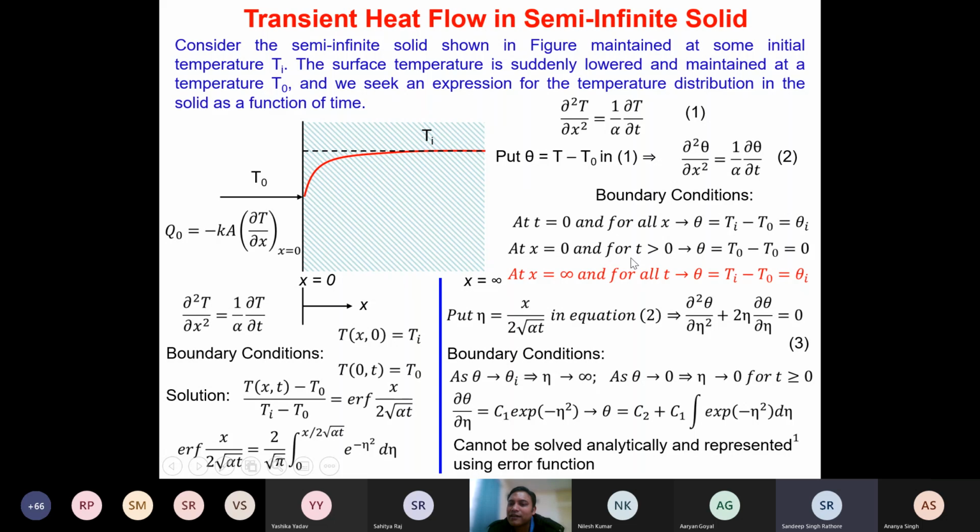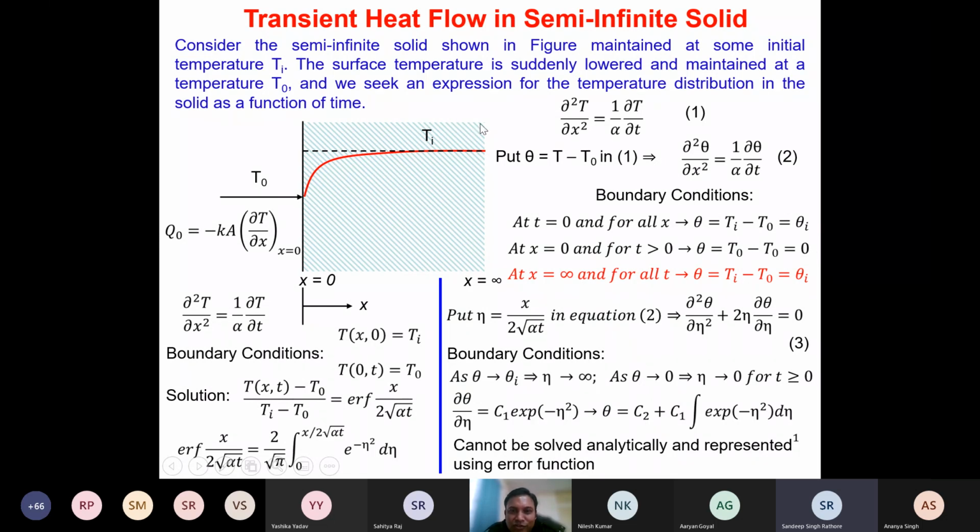For any time t, at x equals 0, the temperature at the surface will be only T naught, isn't it? So this T will become T naught, and T naught minus T naught becomes 0. So at x equals 0, for any time t greater than 0, we will have theta equals 0, isn't it? Do you agree with the second boundary condition? Yes, sir.